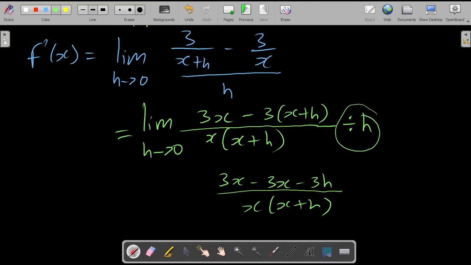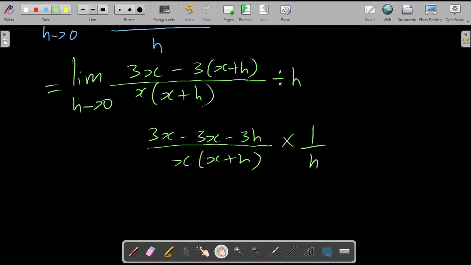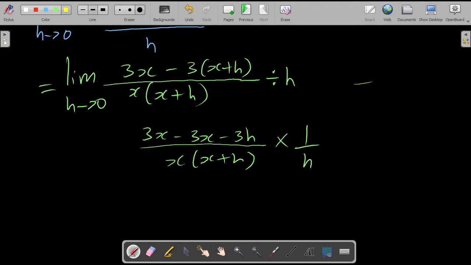Now this will now become this, right? Because if you divide, you basically can multiply by the reciprocal of whatever you're dividing by. So now we're dividing by h, and the reciprocal of h would be 1 over h, and that would be the result. And now we have the following. So we now have 3x minus 3x, which is basically 0. So at the top we just have this.